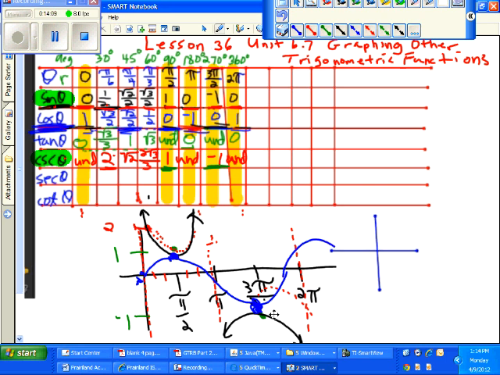So everywhere the sine would make another hump up, cosecant would do that. And every time it would make another hump down, cosecant would do that. Okay? As they approach those asymptotes. All right, any questions on the cosecant wave? All right.